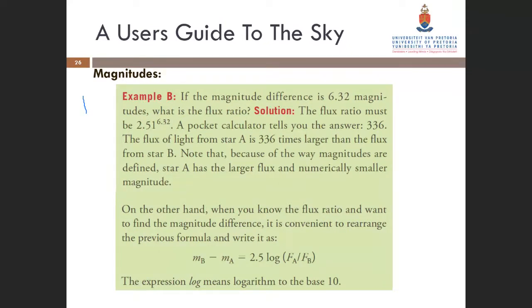On the other hand, when you know the flux ratio and want to find a magnitude difference, it is convenient to rearrange the previous formula and write it as follows. The expression log means logarithm to base 10. So you guys all still following?